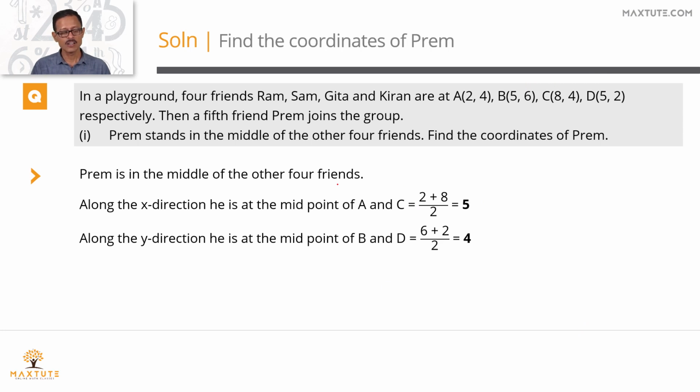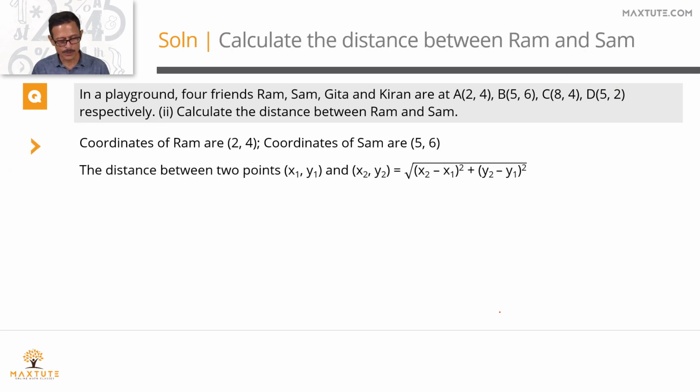Summarize it in a printed form. Along the x direction, going with AC, so this x coordinate alone we are taking. In the y direction, it's the midpoint of BD, therefore we are taking those 2 points. 5, 4 are the coordinates of Prem. Let's move on to point 2.